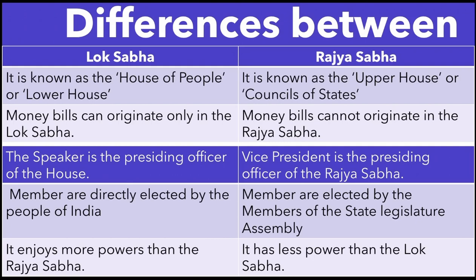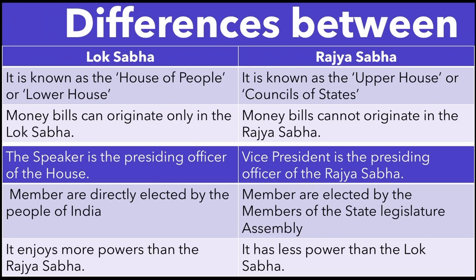Number 3. The Speaker is the presiding officer of the Lok Sabha, whereas the Vice President is the presiding officer, or ex officio chairman, of the Rajya Sabha. The members of the Lok Sabha are directly elected by the people, whereas the members of the state legislative assemblies elect the members of the Rajya Sabha.